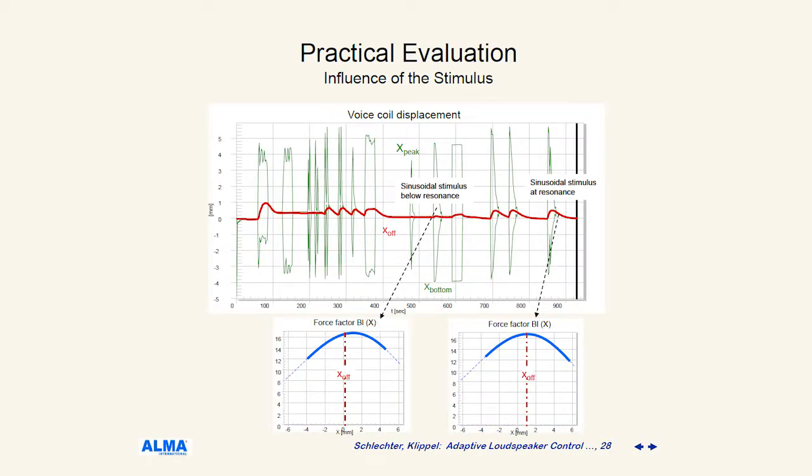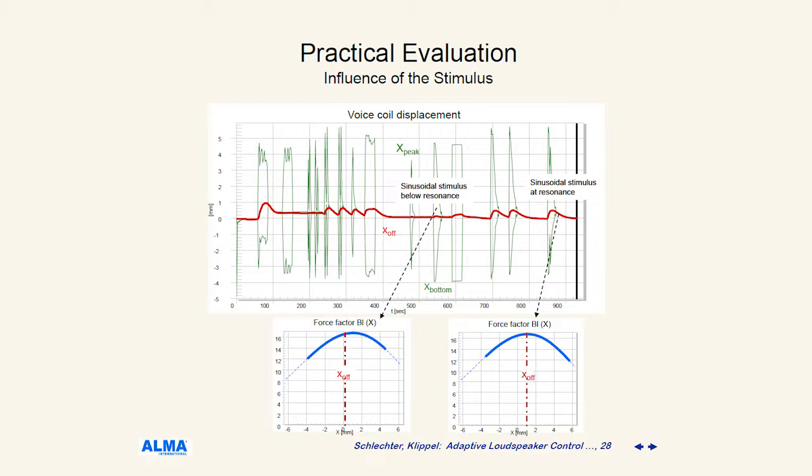Here you see a practical evaluation if we play some sinusoidal stimulus. Here there were some sinusoidal signals, and they were at the resonance frequency. So if you assume an asymmetric force factor curve like that, and you play a signal at resonance frequency, there is no DC generated from this force factor nonlinearity.